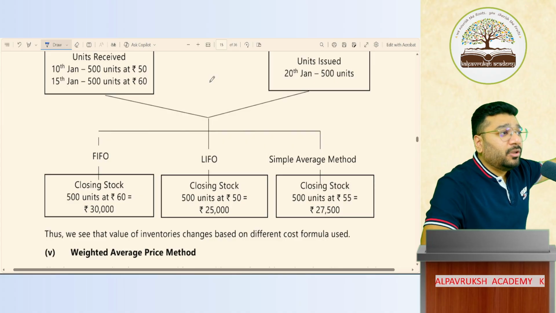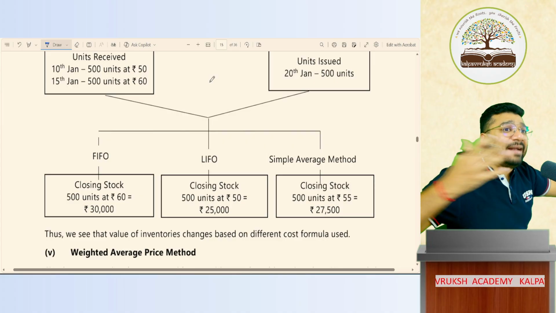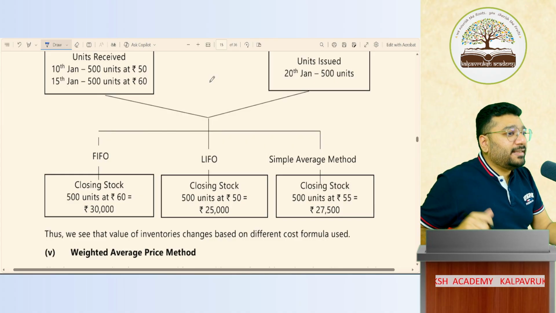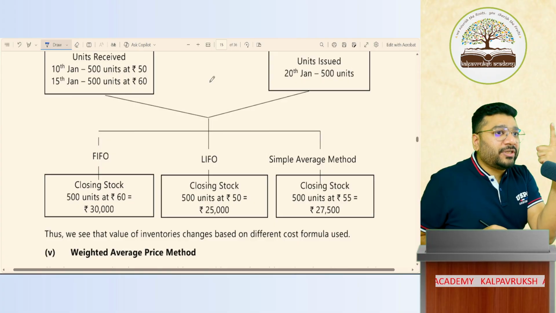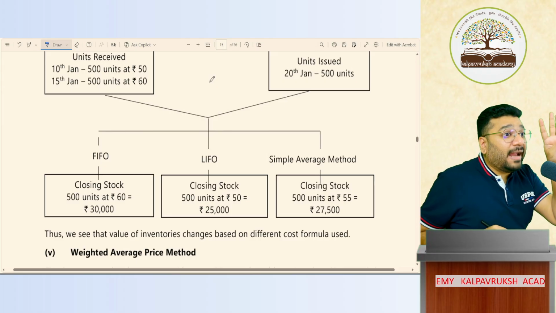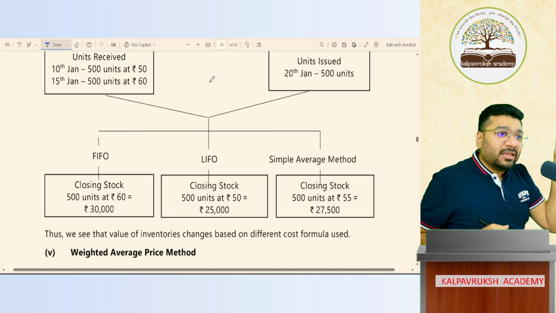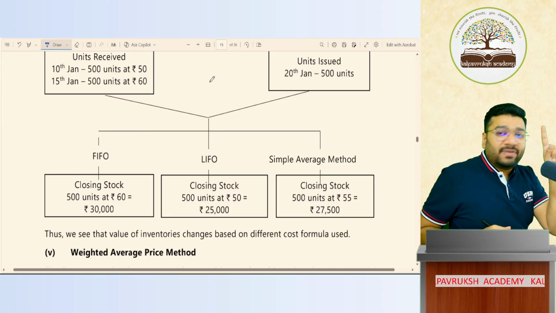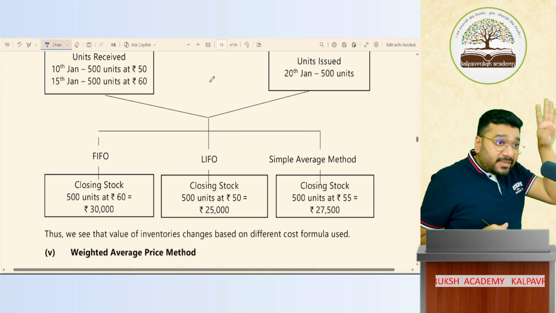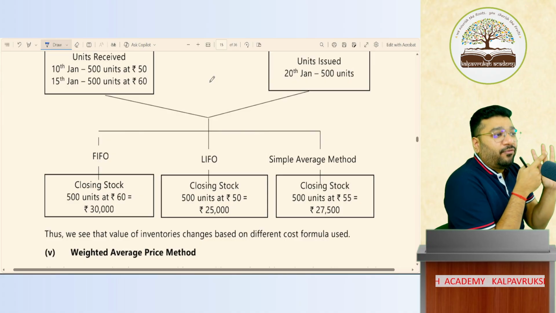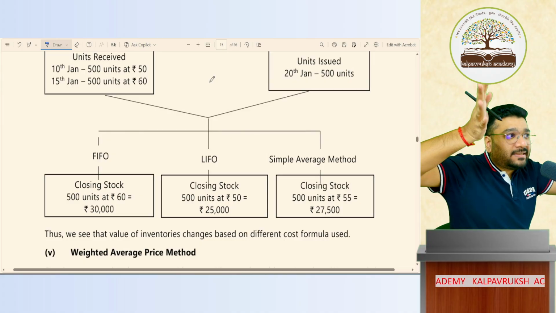I'm just telling you, look at the way they've given the questions. It is all scattered. It's not organized. What did I do? I took one question and did that into 8 parts. The first question we started today, we started perpetual. In perpetual, the same question, how do you do it? FIFO, LIFO, WAM, SUM. I put the concept very nicely in your mind.